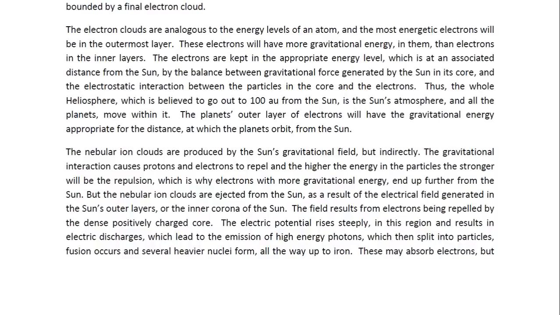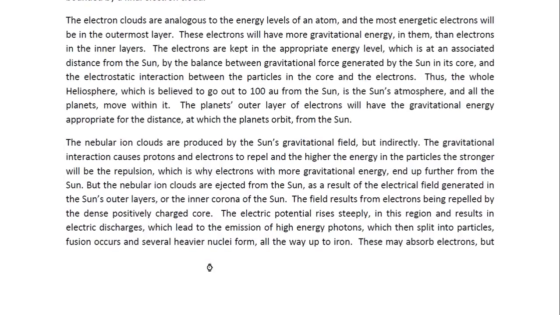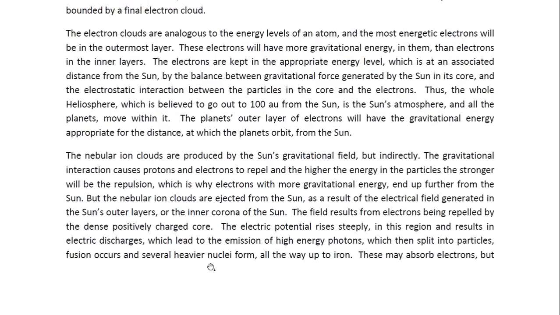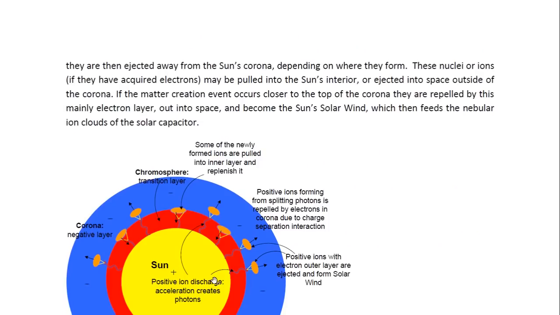The field results from electrons being repelled by the dense positively charged core. The electric potential rises steeply in this region, i.e. the corona, and results in electric discharges which lead to the emission of high energy photons, which then split into particles. Fusion occurs and several heavier nuclei form all the way up to iron. These may absorb electrons, but they are then ejected away from the Sun's corona depending on where they form.